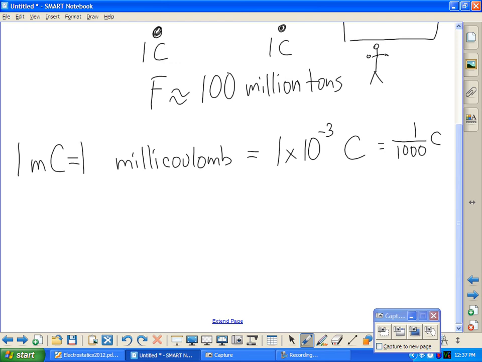Use the prefix m. We need to know what a millicoulomb is. I'm going to use millicoulombs instead of normal coulombs. We are much more likely to use millicoulombs and microcoulombs, and in fact, you're going to use milli and micro in any field of study.